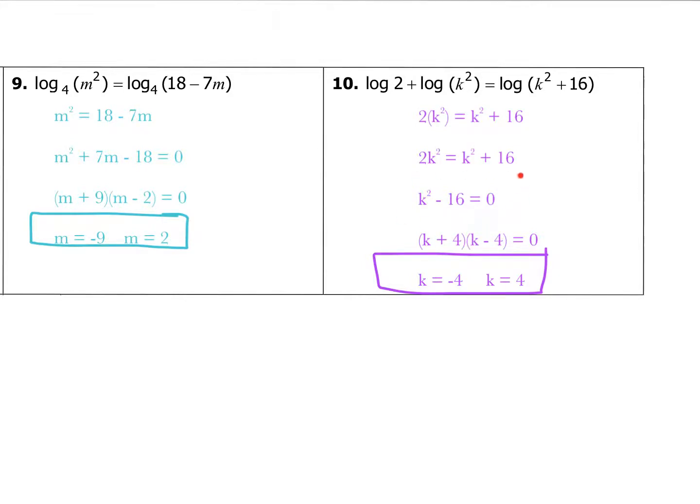Now, I will say if you get to this step and you subtract that k squared and you end up with k squared equals 16, you can do the square root. That's where we can use multiple methods to solve these quadratics. So if I square root 16, I have a positive 4 and a negative 4.